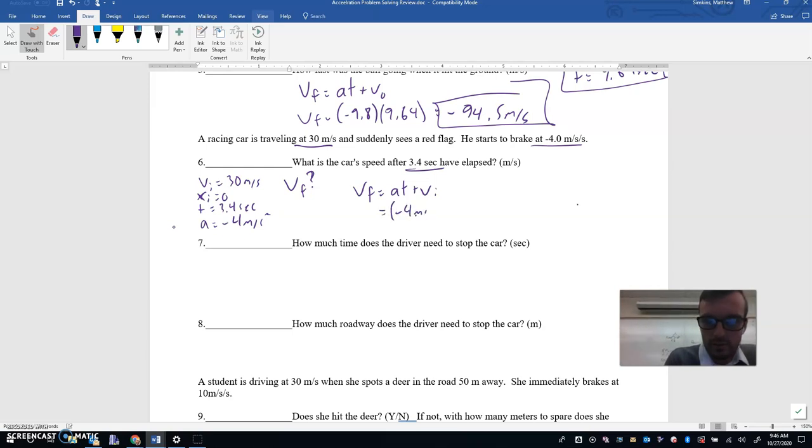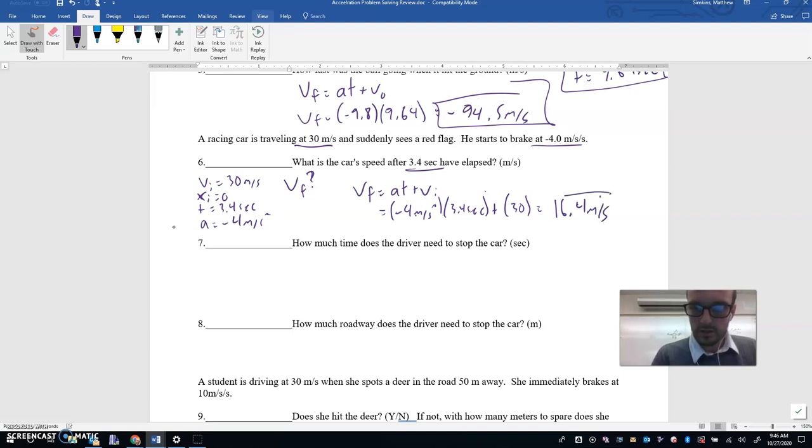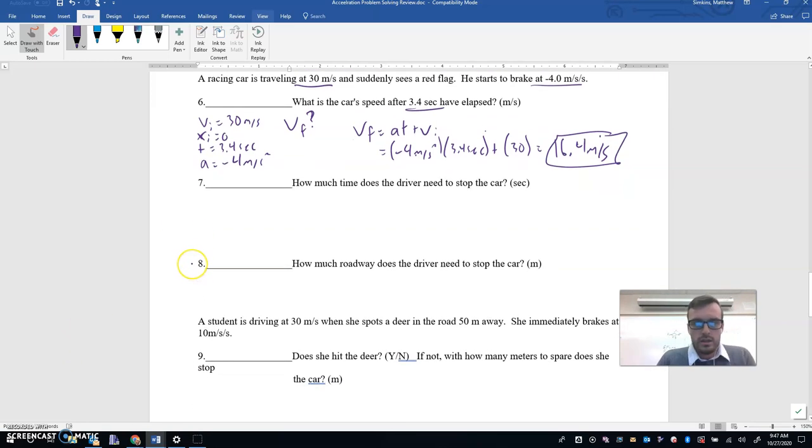So negative 4 meters per second squared times our time of 3.4 seconds plus 30 equals 16.4 meters per second. All right, so that's the speed after that 3.4 seconds of slamming on the brakes. Let's continue. How much time does the driver need to stop the car? So they're kind of changing the problem on us a little bit. We do still have the same acceleration because we got the same brakes, right?